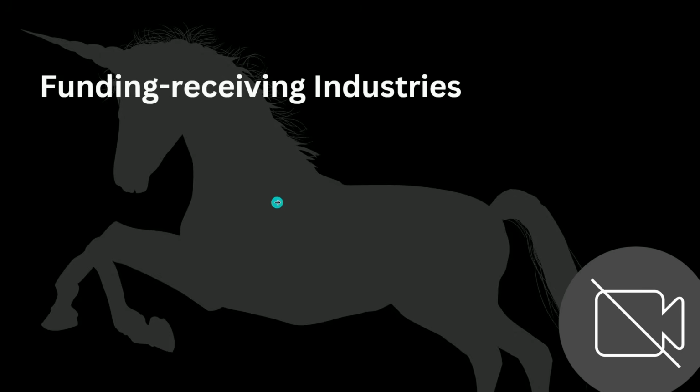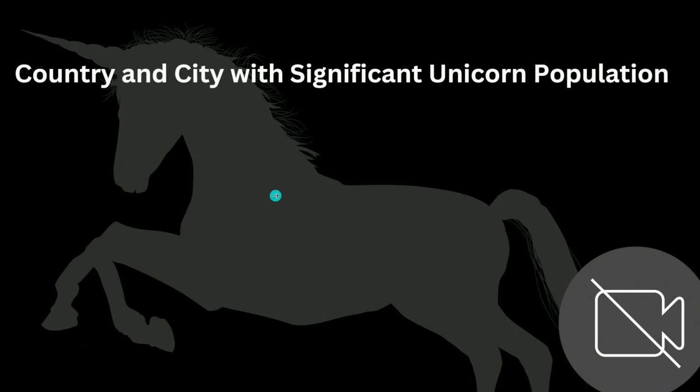Okay. The next one is funding receiving industries. To examine the industries that receive funding, you can categorize the unicorn companies by their sector, such as technology, healthcare or e-commerce. You can then analyze the funding data to identify which sectors are receiving the most investment and which are growing the fastest. Third one is country and city with significant unicorn population.